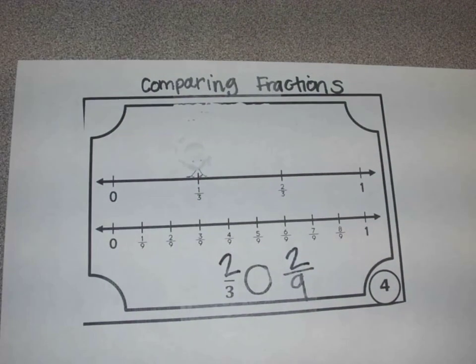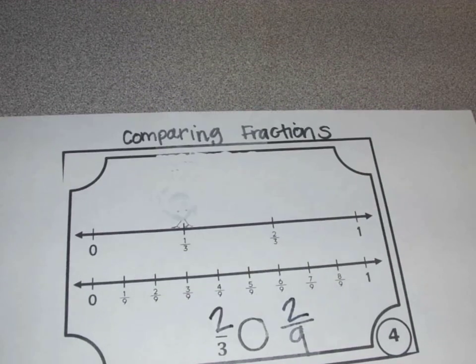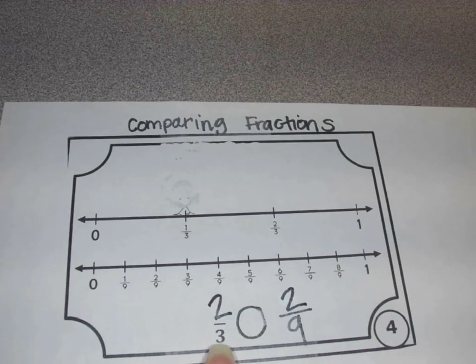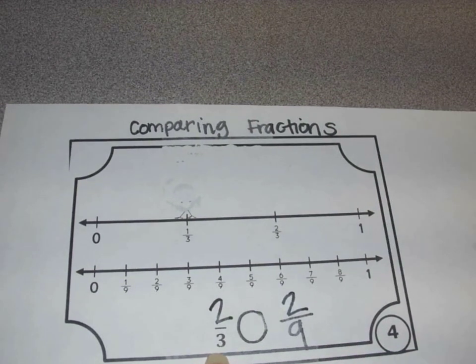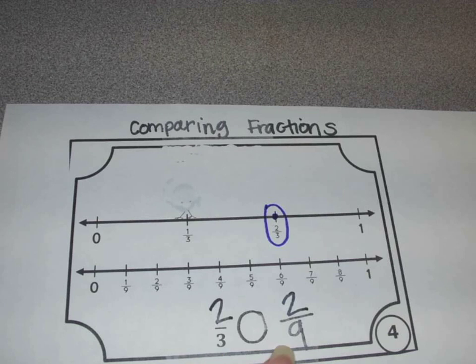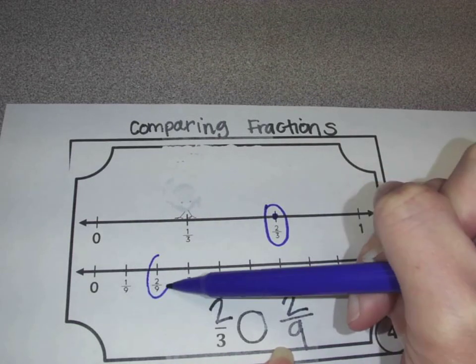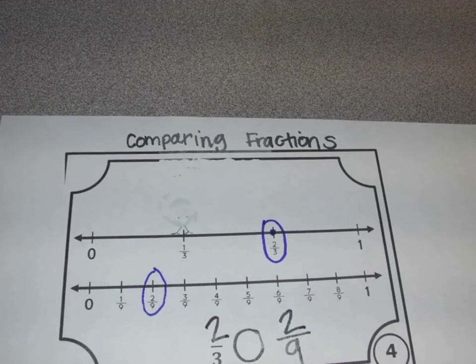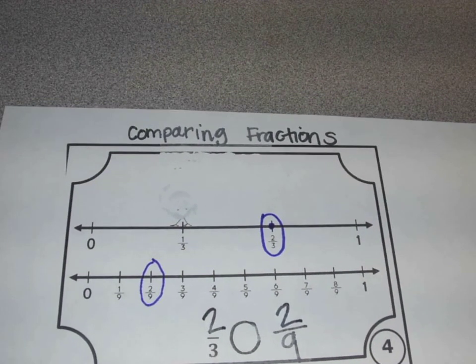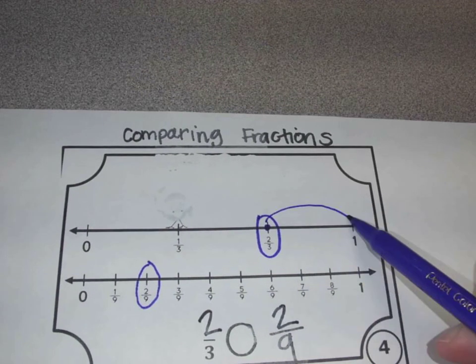We can also use the number line. Okay, so here we're going to compare 2/3 to 2/9. So first let me locate 2/3 right here on the number line up top. This one's divided into thirds. So here is 2/3 right here at this point. 2/9, let's find it on the second number line. It's right here.